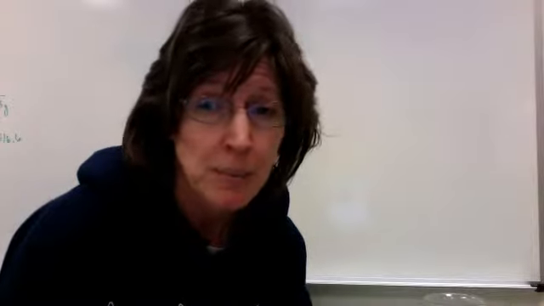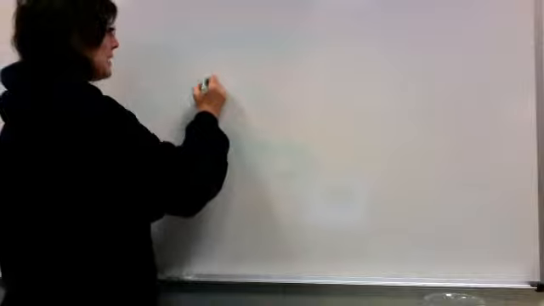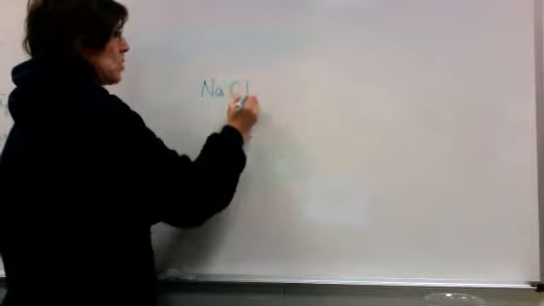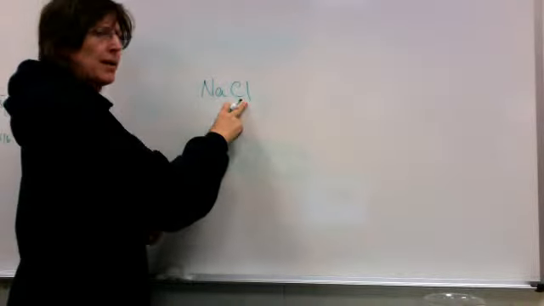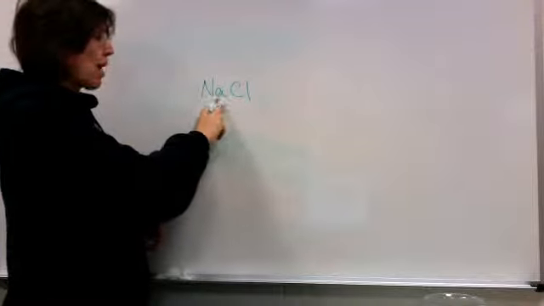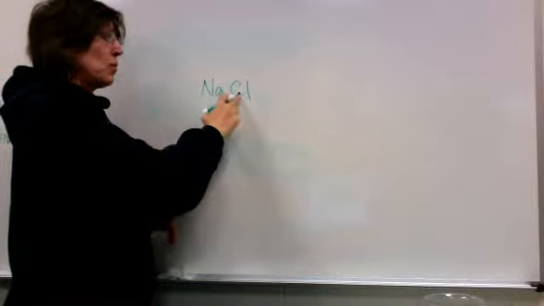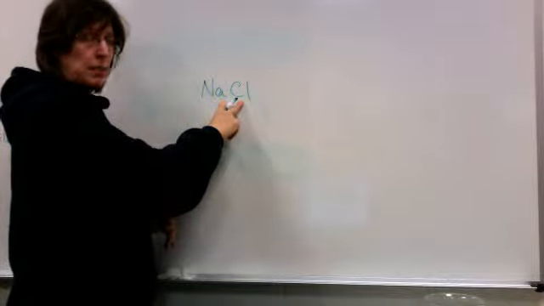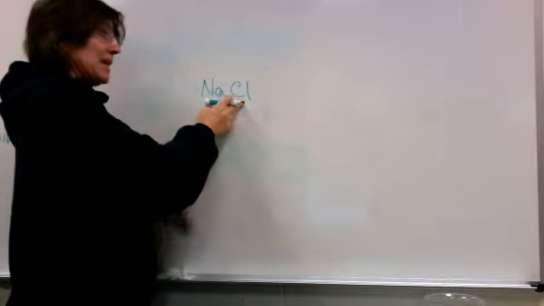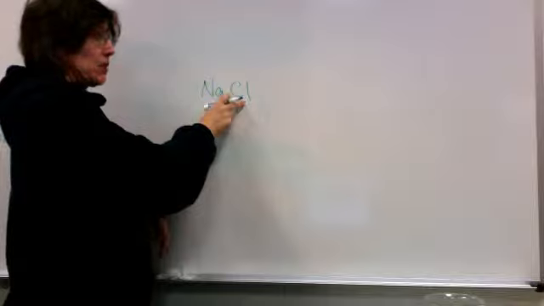So I want to make table salt. Let me show you the formula for table salt. It's NaCl. When you get to the ionic bond section, you'll see why you just have one atom of sodium reacting with one atom of chlorine to make table salt. But until then, you're just going to have to accept that this is the formula.